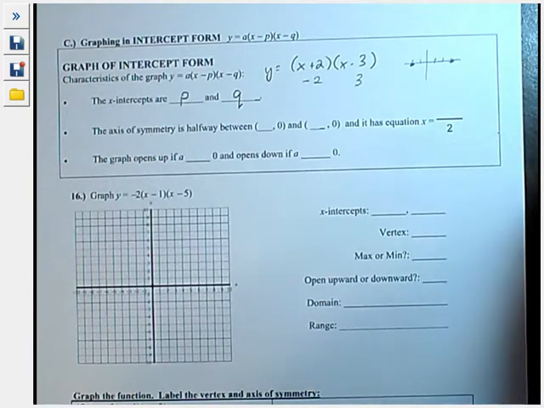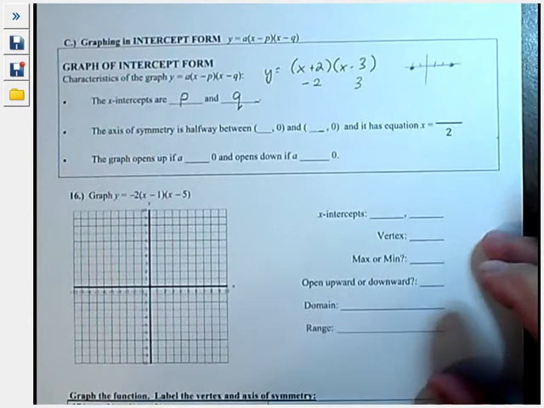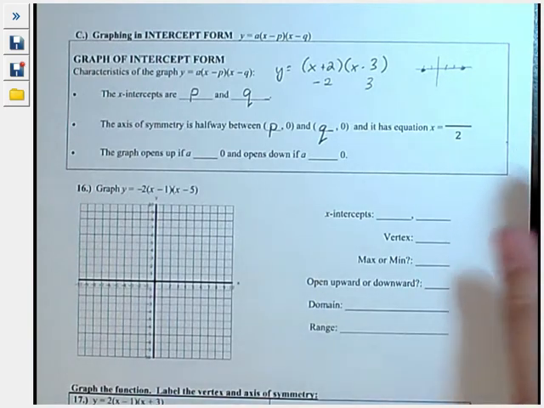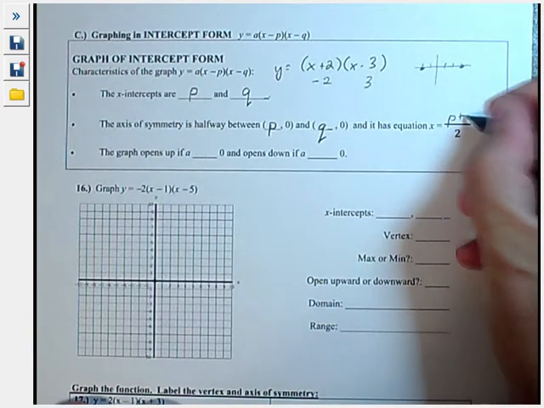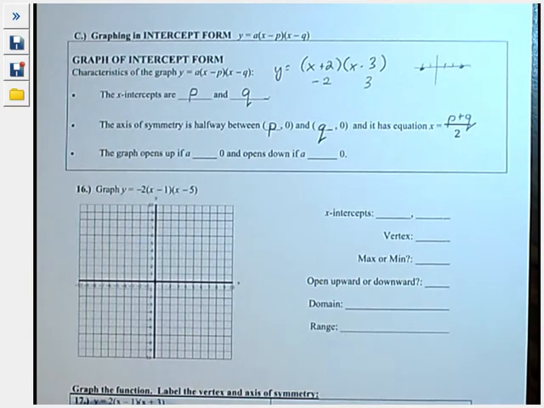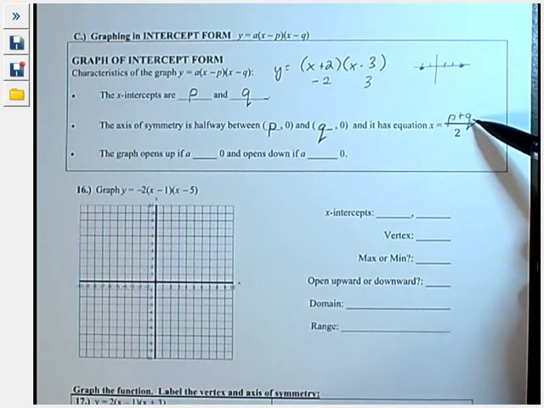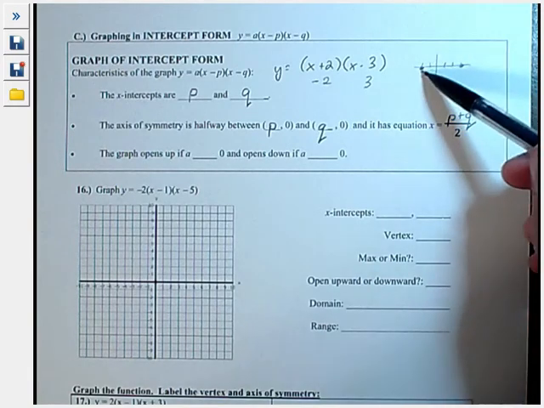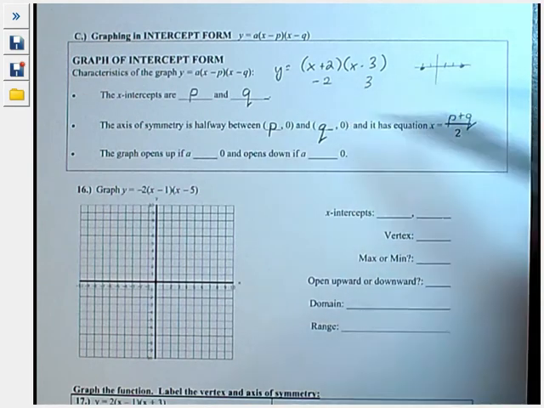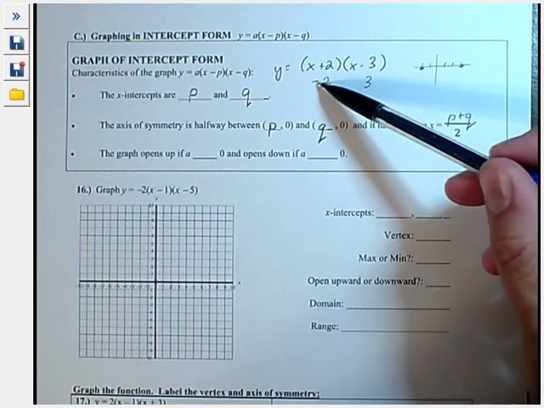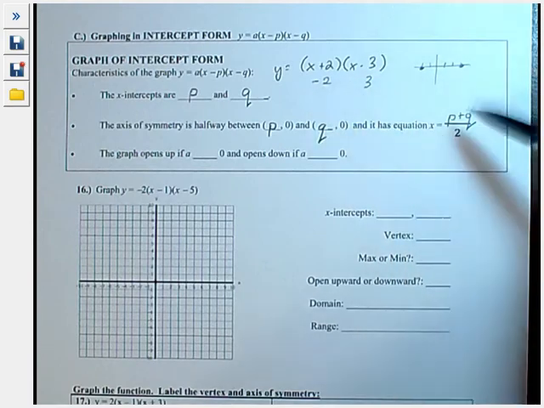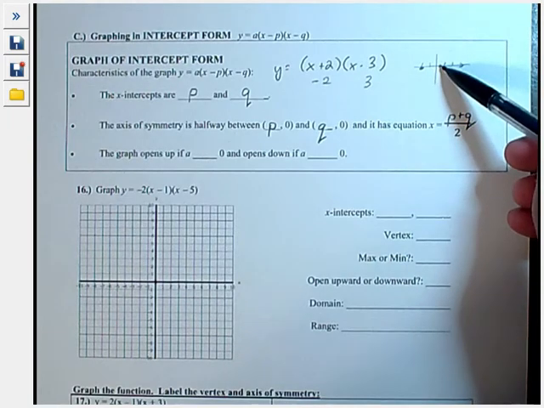The axis of symmetry is halfway between p and q. The way we can find that is by taking the average of p and q. What we'll do is add p, add q, and then divide by 2. So up here, if we had negative 2 and 3, we would add these two values together. So 3 plus negative 2. You have 3 and you take away 2. You're left with 1. So 1 divided by 2, or 1/2. That would be exactly halfway between these two points.